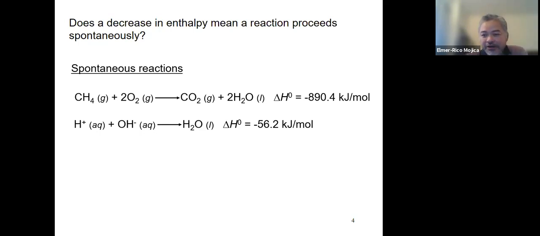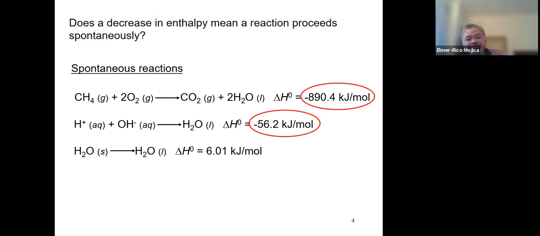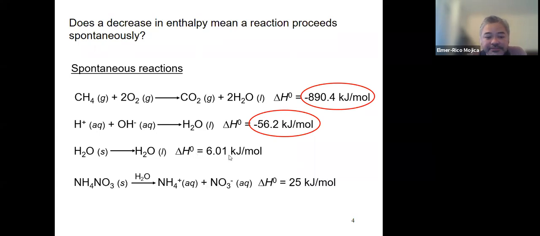However, there are also some reactions wherein you melt ice into liquid water. It needs energy, yet it happens spontaneously. So the enthalpy change there is endothermic. And then you have ammonium nitrate. When you put it in water, it dissociates to form ammonium ions and nitrate ions. And again, it is an endothermic reaction. So what does it mean?